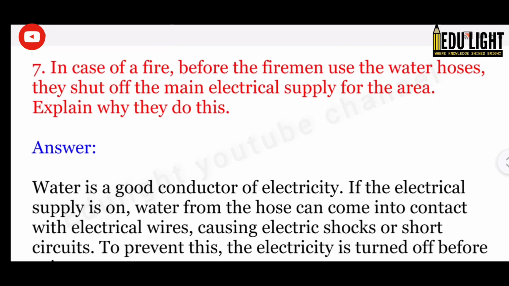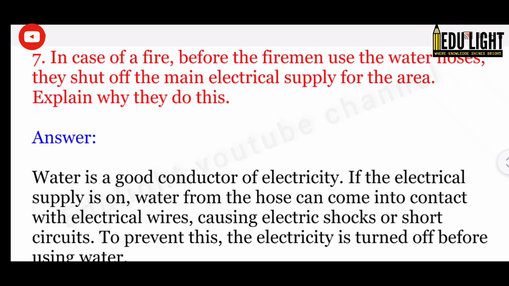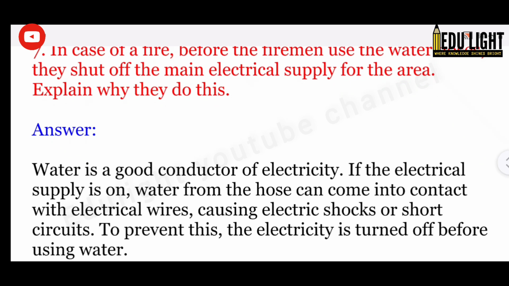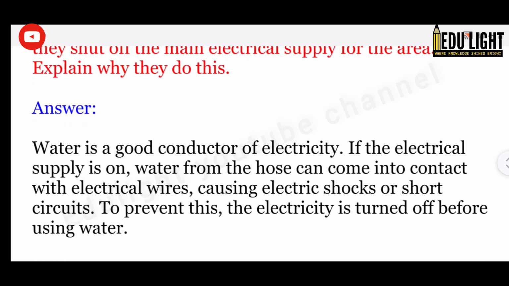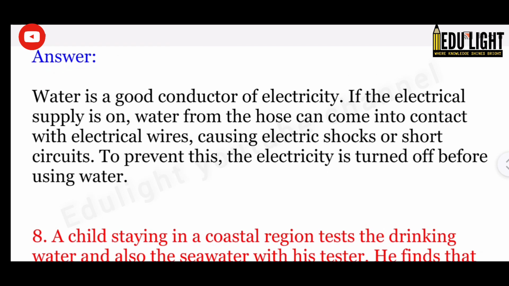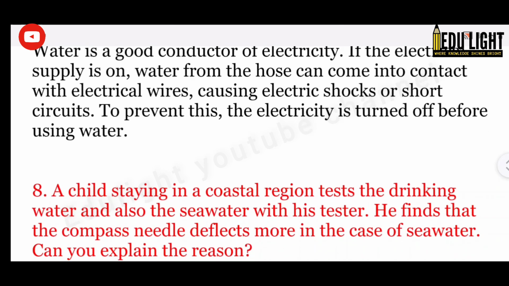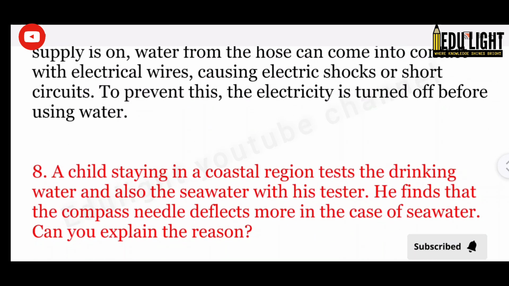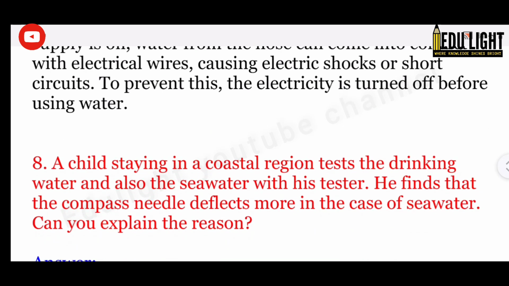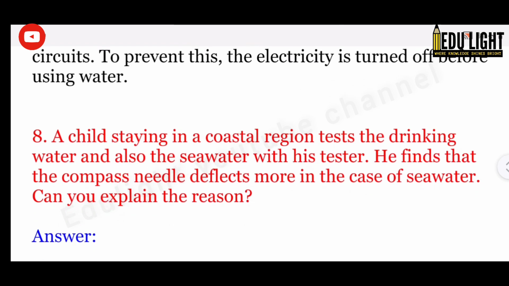In case of a fire, before the firemen use the water hoses, they shut off the main electrical supply for the area. But why do they do this? Well, water is a good conductor of electricity. If the electrical supply is on, water from the hose can come into contact with electrical wires, causing electric shocks or short circuits. To prevent this, the electricity is turned off before using water.